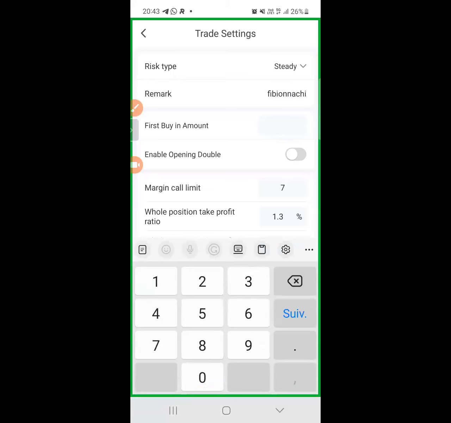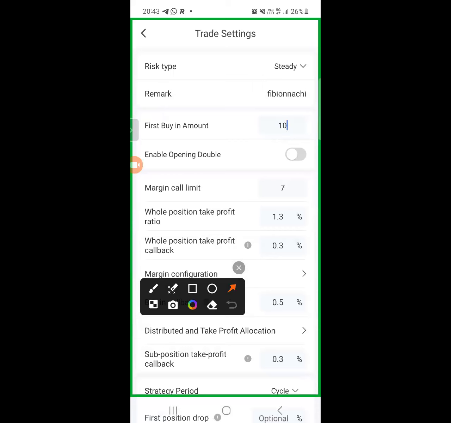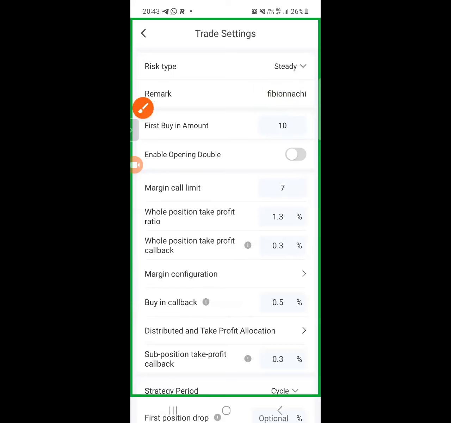You can give everything a try. You can try with $10, $5, or $20. So let's say the first buy amount is $10. Here we will calculate and see how much the total money will be before we come and put it in and give it a name. So, first buy amount $10.